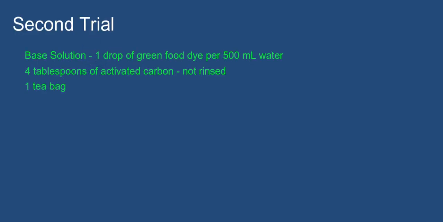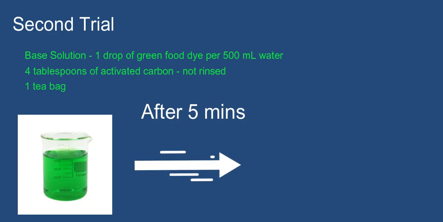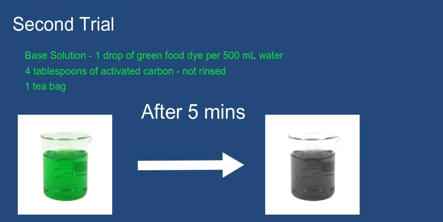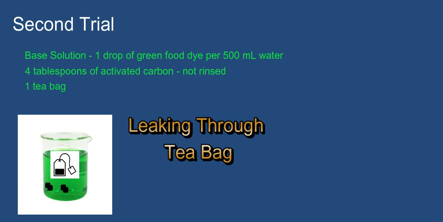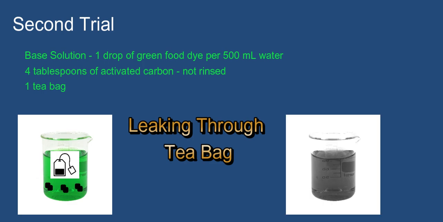Then, our second trial had 1 drop of green food dye per 500 milliliters of water and 4 tablespoons of activated carbon in 1 tea bag. But this trial turned the solution gray after about 5 minutes due to the carbon powder leaking through the tea bag and changing the color of the base solution to gray.